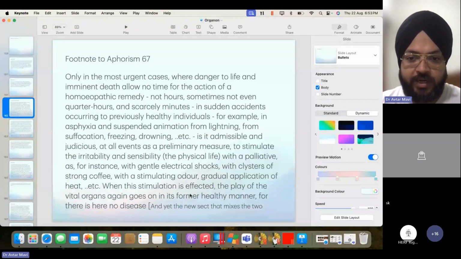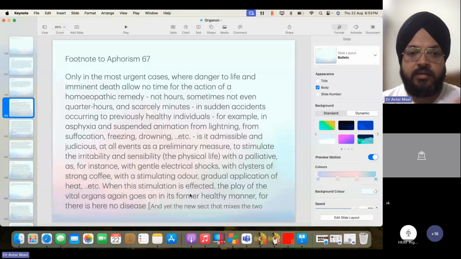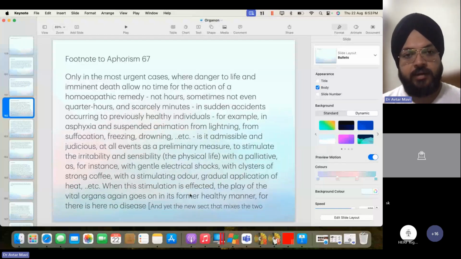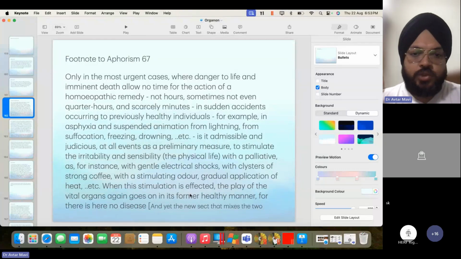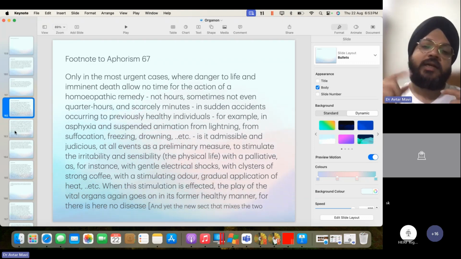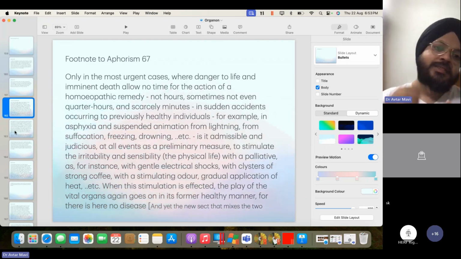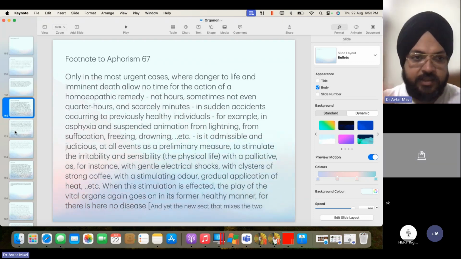When this stimulation is effected, the play of the vital organs goes on again in its former healthy manner, for there is here no disease. So when this stimulation acts, the vital organs start functioning again in a proper manner, because the patient was already healthy. He just needed something to come back to the former healthy state. And yet the new sect that mixes the two. So even at the time of Dr. Hahnemann, these kinds of practices started. Many doctors started practicing in these ways.